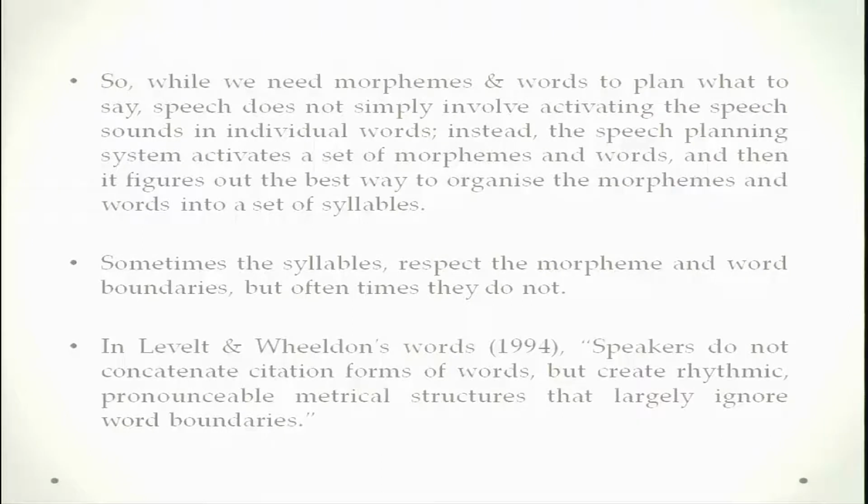Instead, the speech planning system activates a set of morphemes and words, and then it figures out the best way to organize morphemes and words into sets of syllables. Sometimes the syllables will respect the real morphemic boundaries, sometimes they will not. But again, syllable is the template for production of speech. Levelt and Wheeldon said this in 1994, and they say speakers do not really concentrate on citation forms of words, the way words are written in dictionaries, but they create rhythmic, pronounceable metrical structures. How is it easy to speak this word? And the entire production of speech is governed using these metrical structures.